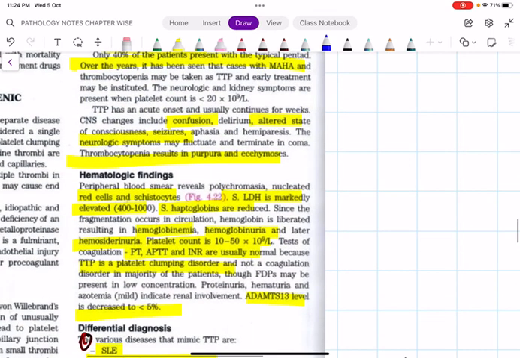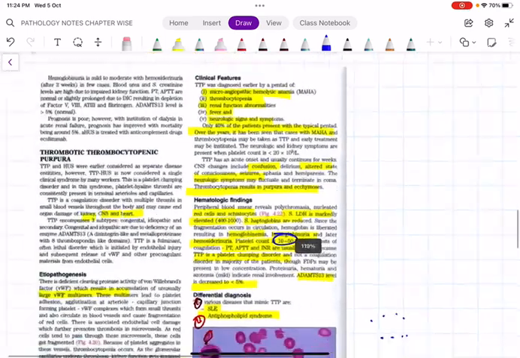See the count now. The platelet level is 10 to 50 into 10 to the power of 9 per liter. What is the normal platelet count? 1.5 to 4 lakhs per cubic millimeter. Here we are seeing 10 to 50, which means around 10,000 to 50,000. Normally it's 1.5 lakh to 4 lakh. Here we are getting 10,000 to 15,000. So remember, it's not a coagulation problem. The problem is in platelet clumping. ADAMTS13 level is diminished to less than 5%.